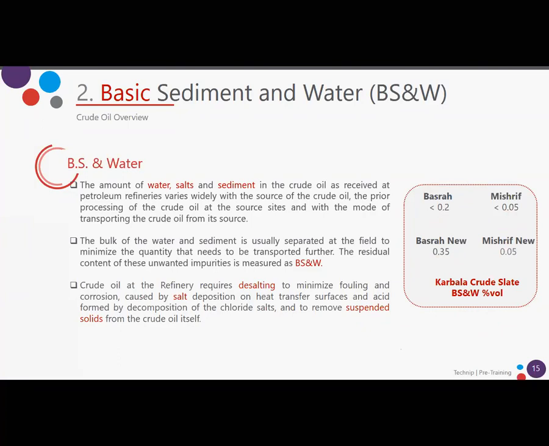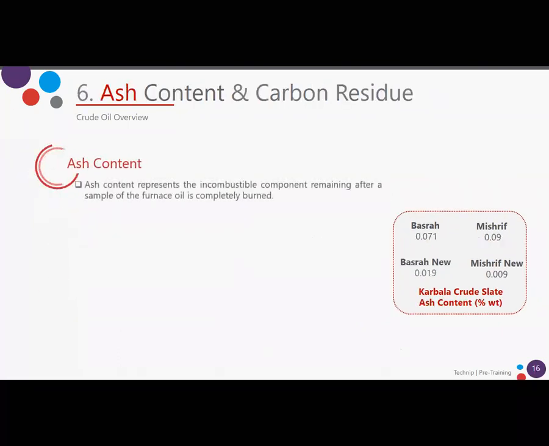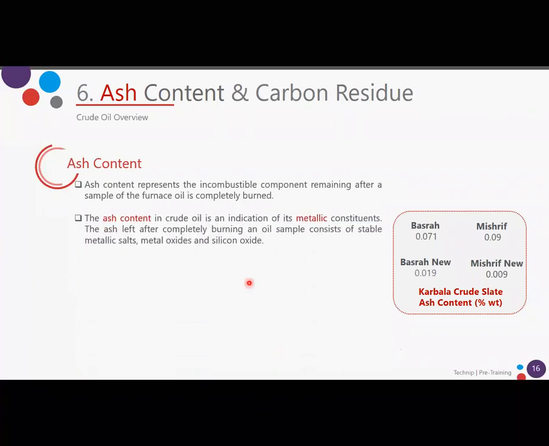Another important property of the crude oil is the ash content. The ash content represents the incombustible component remaining after a sample of the furnace oil is completely burned, okay? The ash content in the crude oil is an indication of its metallic constituents. The ash left after completely burning an oil sample consists of stable metallic salts, metal oxides, and silicon oxides. So it will give you an indication of the metal contents in the crude oil.